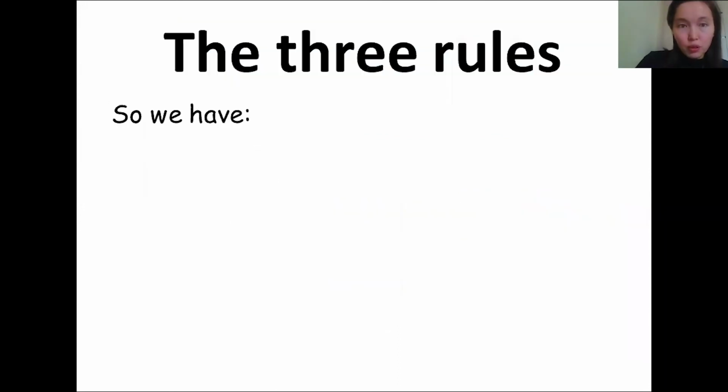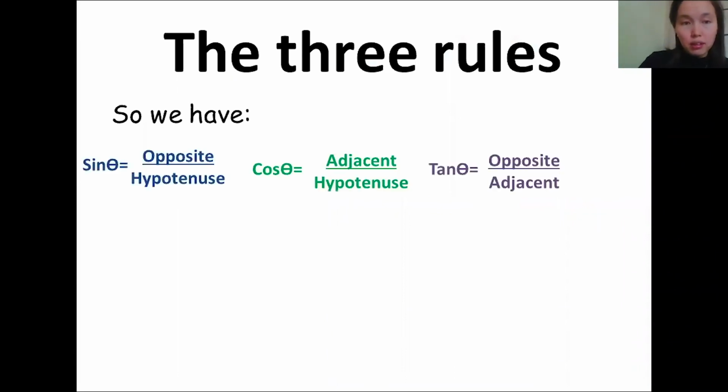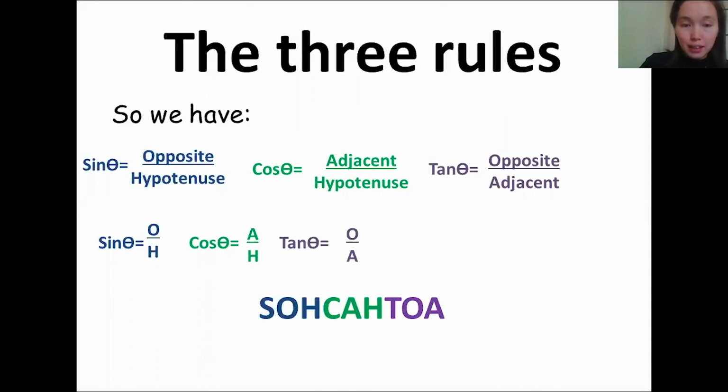Next. So here we have the three rules. Sine theta is equal to opposite side over hypotenuse, cosine theta is equal to adjacent side over hypotenuse, and tangent theta is equal to opposite side over adjacent. Shortly, we can write it like this: sine theta is equal to O over H, and so on. If we take its main letters, we get the word SOH CAH TOA.